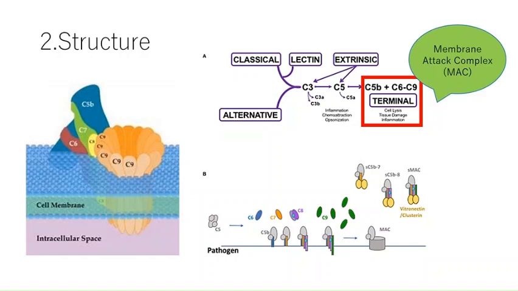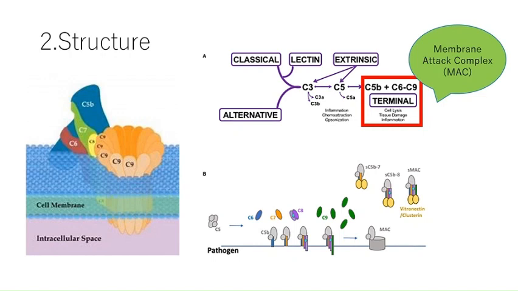Next, we will explain structure. MAC is composed of the component molecules C5b, C6, C7, C8, and C9, and many proteins are involved in its construction. The active C5b molecule binds to the C6 molecule to form the C5b6 complex, which then binds to the C7 molecule to form the C5b6-7 complex.